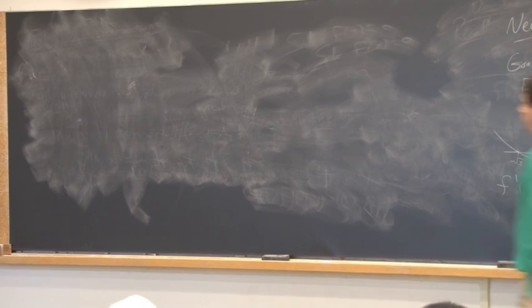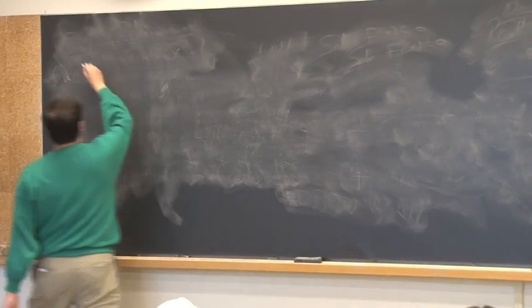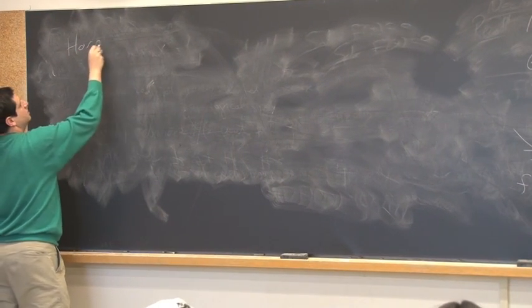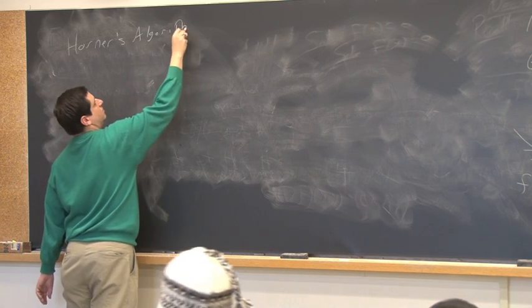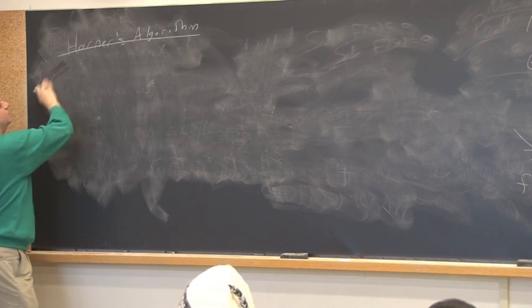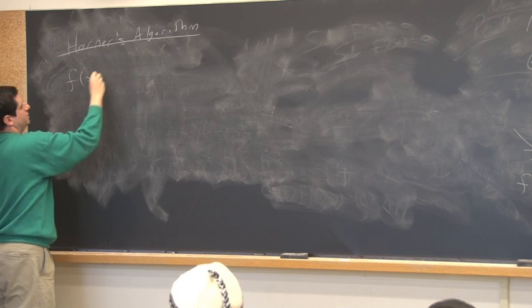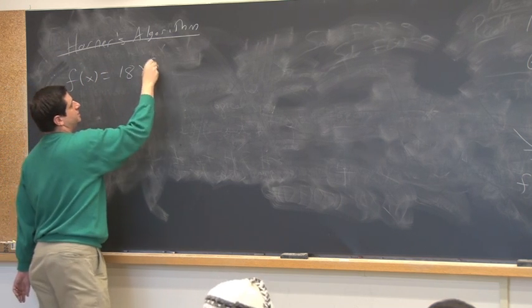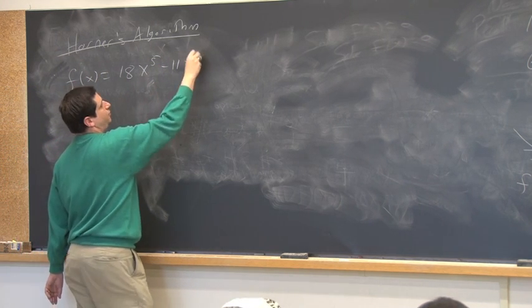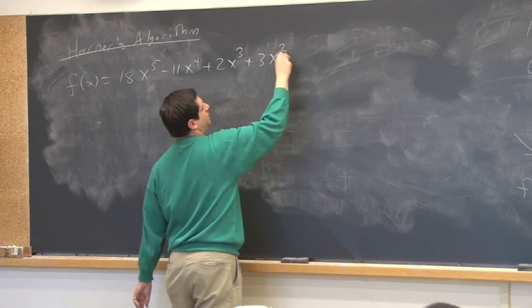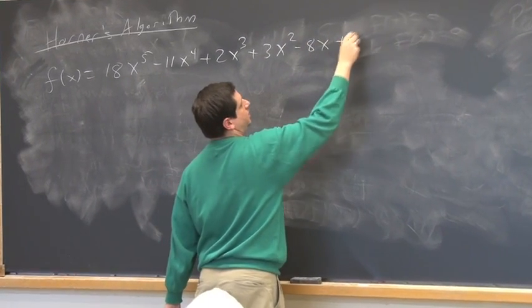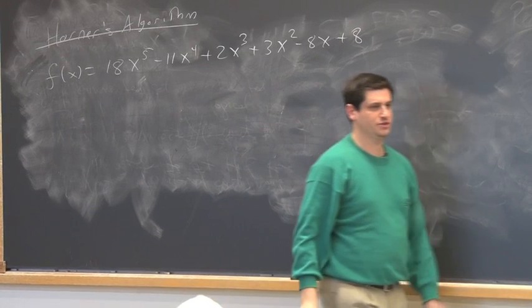So let's take a polynomial. This is called Horner's algorithm. Let's say I give you f of x is 18x to the fifth minus 11x to the fourth plus 2x cubed plus 3x squared minus 8x plus 8. Not plus 2, plus 8.